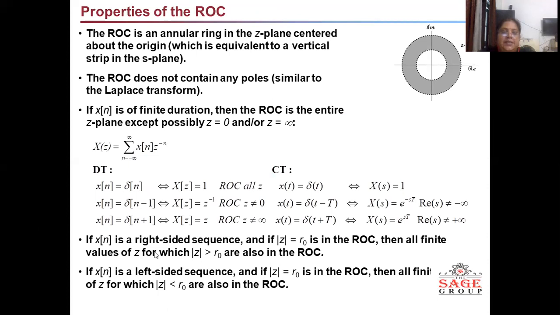Now, if x[n] is a right-sided sequence, and mod of z equal to r naught is in the ROC, then all finite values of z for which mod of z is greater than r naught are also in the ROC. If x[n] is a left-sided sequence, then its ROC will be the entire plane except at z equals 0.